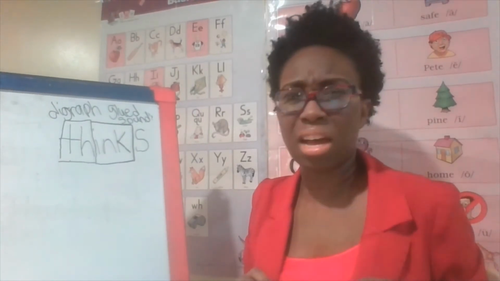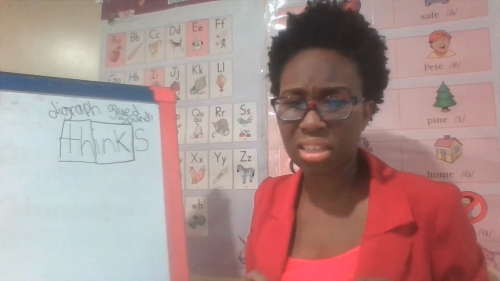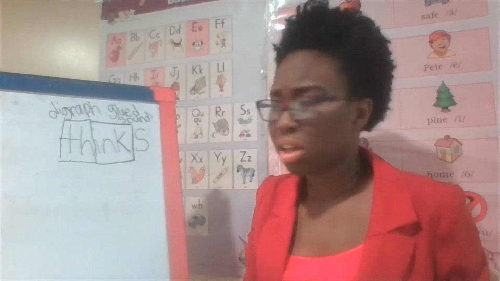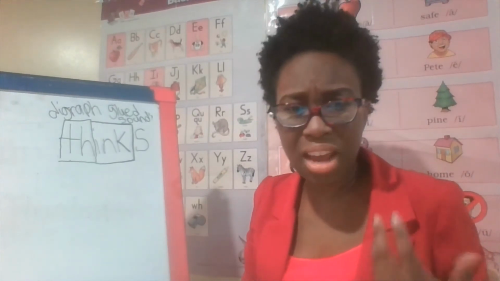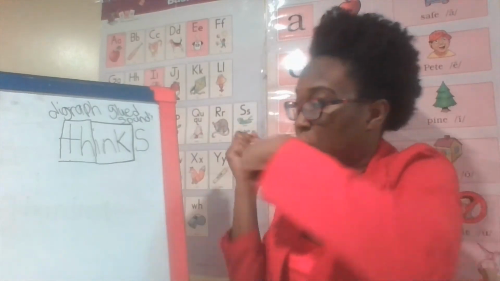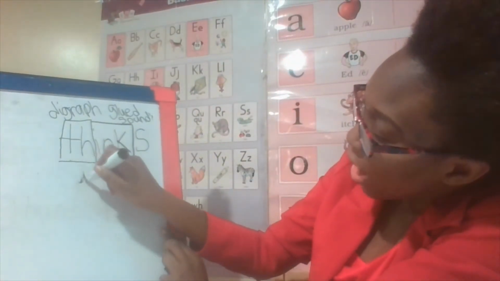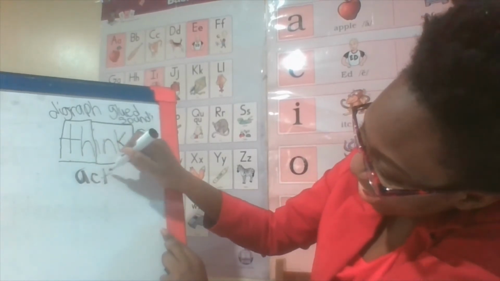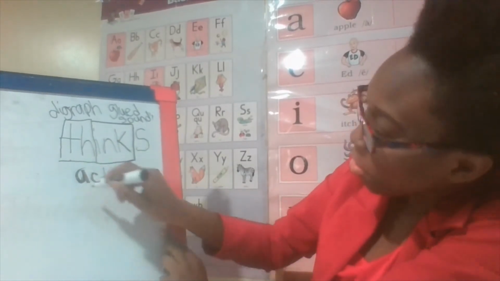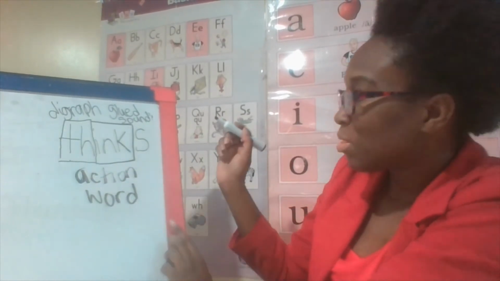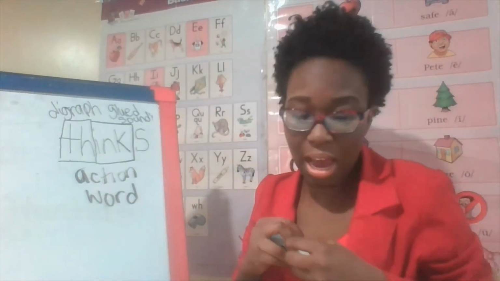Well, I wouldn't say that's plural. It's not more than one think. No. Thinks would have to be an action word. When you're thinking, that's an action. So I'm going to put action. Oh, can't see the A. Action word. Okay? So it becomes an action word.